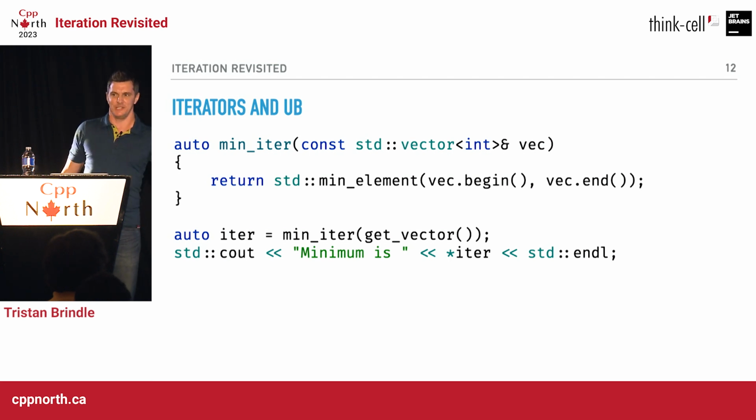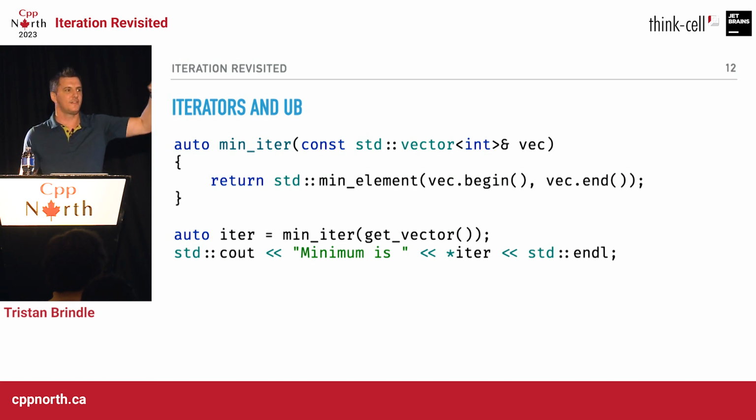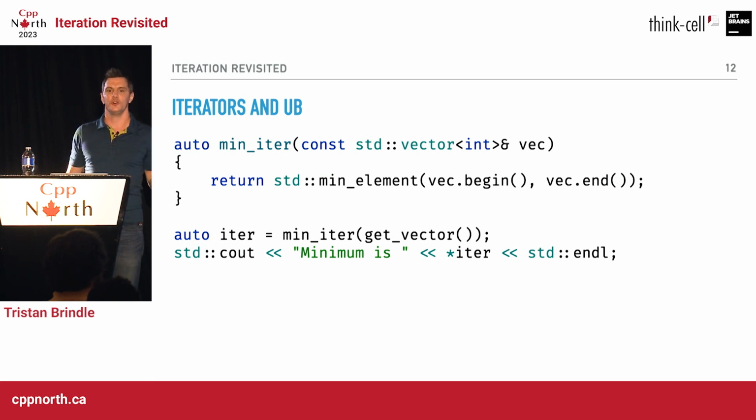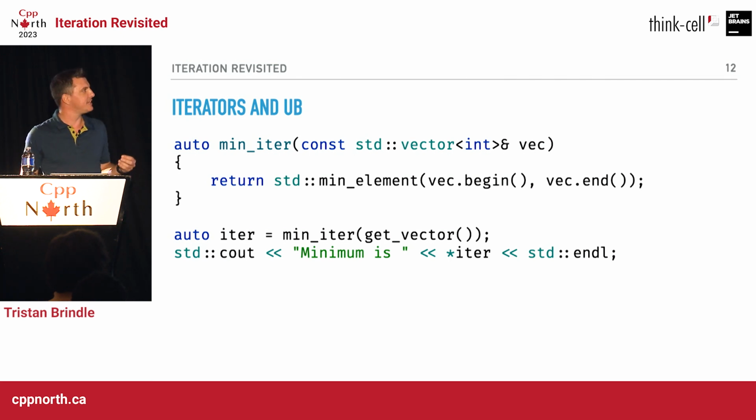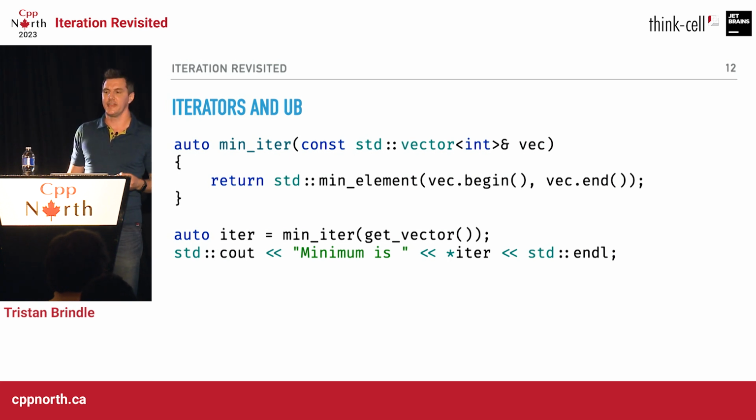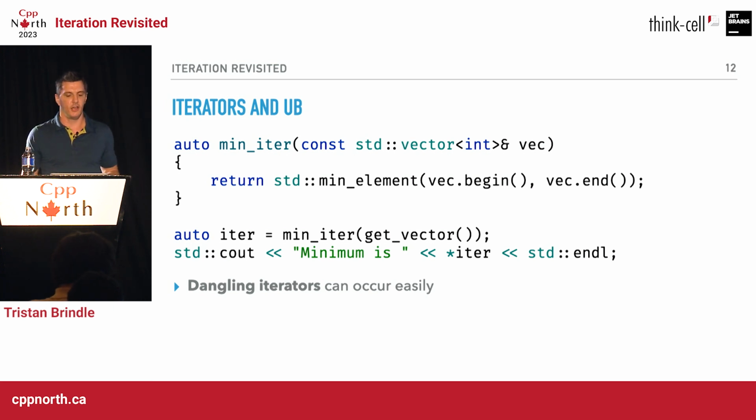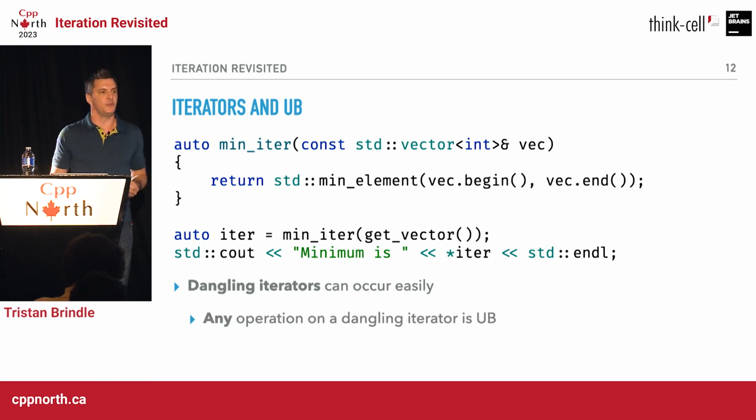But then the bad thing happens, because then we hit the closing semicolon, the end of the statement, the end of the full expression is the technical term, and at that point, the temporary gets destroyed, and now our iterator is a dangling iterator. And if we try and dereference that dangling iterator as we do on the last line, you guessed it, undefined behavior. So dangling iterators can occur easily, and pretty much any operation we try to do on a dangling iterator is UB. We're allowed to destroy it, we're allowed to reinitialize it with assignment, but any other operation, anything useful with it, is going to be undefined behavior.